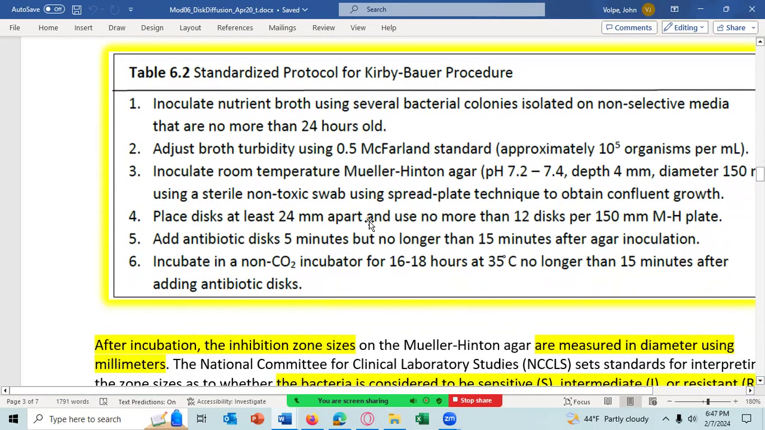So you first, let me make sure I got that small enough to read. Move it over just a little.